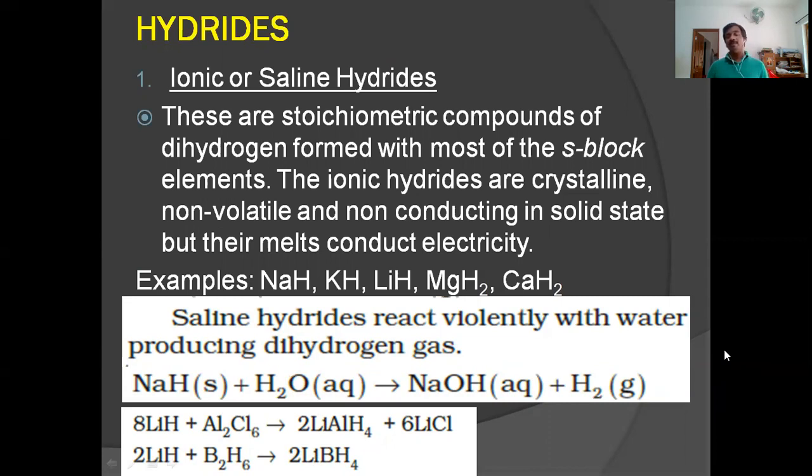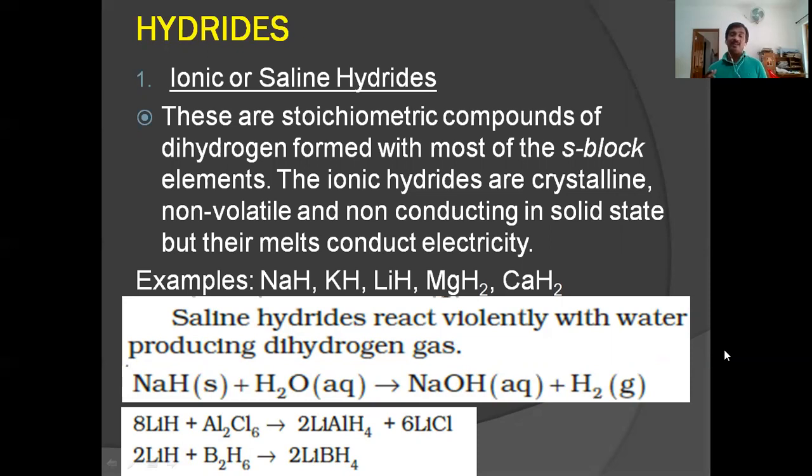The first one is ionic or saline hydride. These are stoichiometric compounds of dihydrogen formed with most of the s-block elements, means compounds of s-block metals and hydrogen. They are ionic in nature. The ionic hydrides are crystalline, non-volatile, and non-conducting in solid state, but their melts conduct electricity. Examples: sodium hydride, potassium hydride, lithium hydride, magnesium hydride, calcium hydride. All these are examples of saline hydrides.